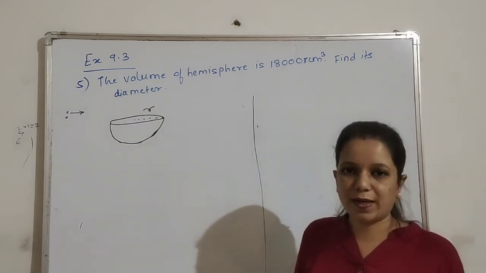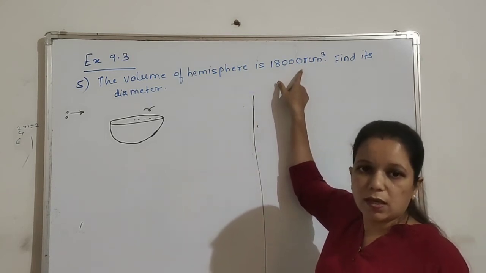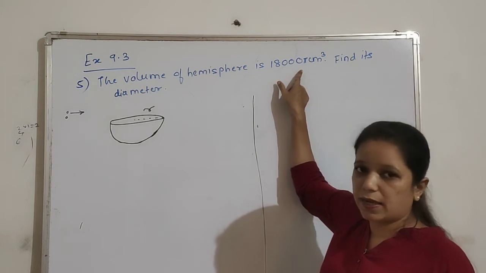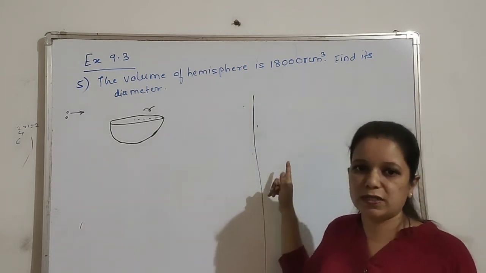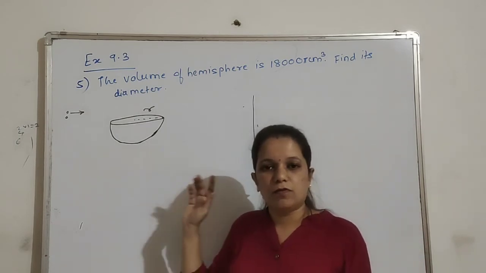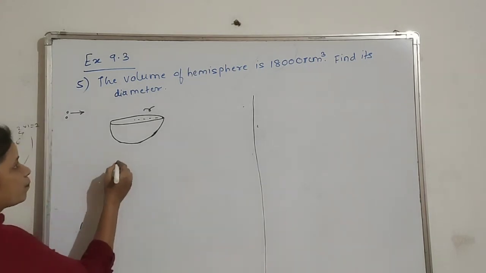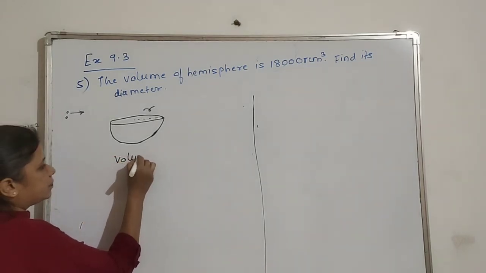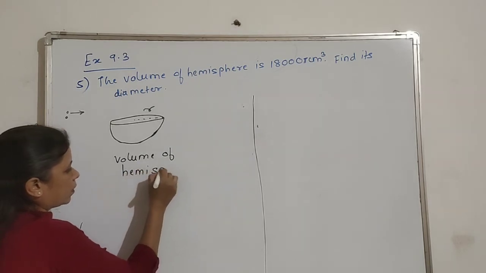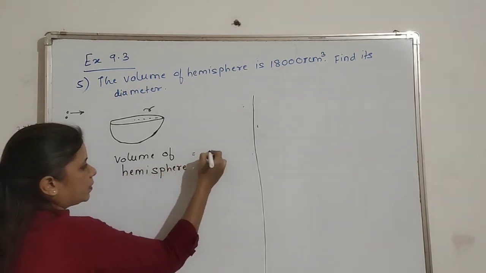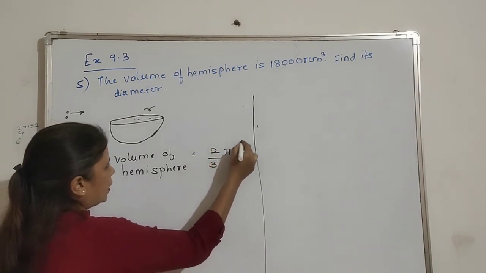So radius into 2 will give you the diameter of the hemisphere. So very simple calculation. Here pi is given, so there is no need to get confused. We will take the value as it is. Don't multiply it with 22 by 7 or 3.14. We will just take the value as it is. Now I'll solve this for you. Volume of hemisphere is given by the formula 2 by 3 pi r cube.